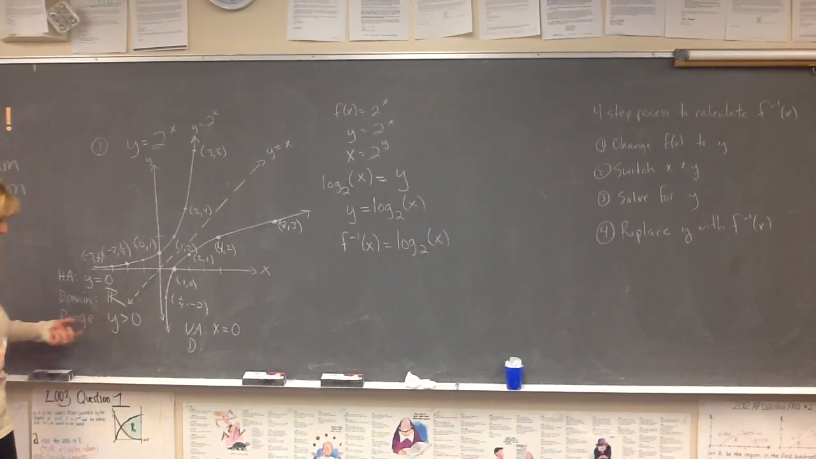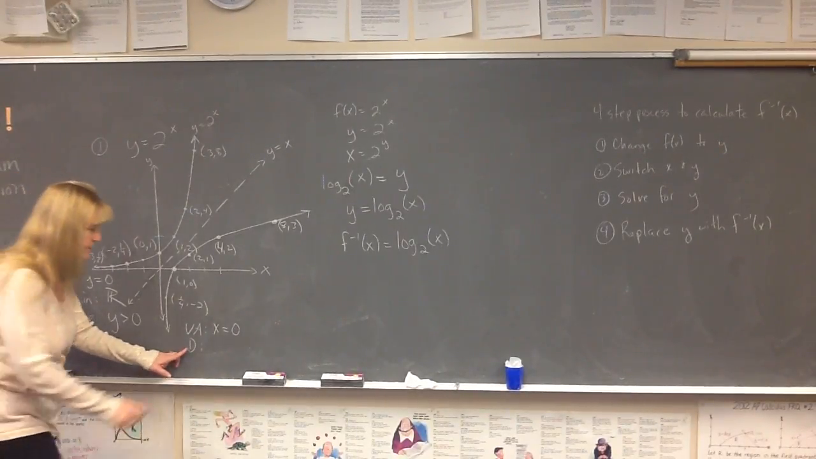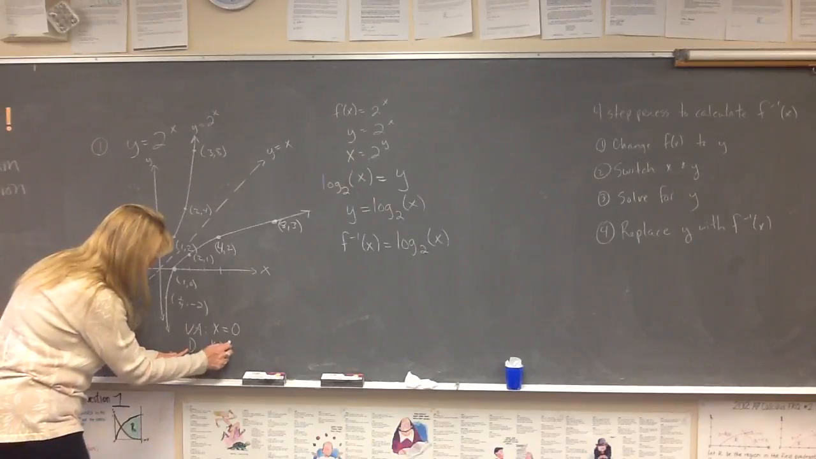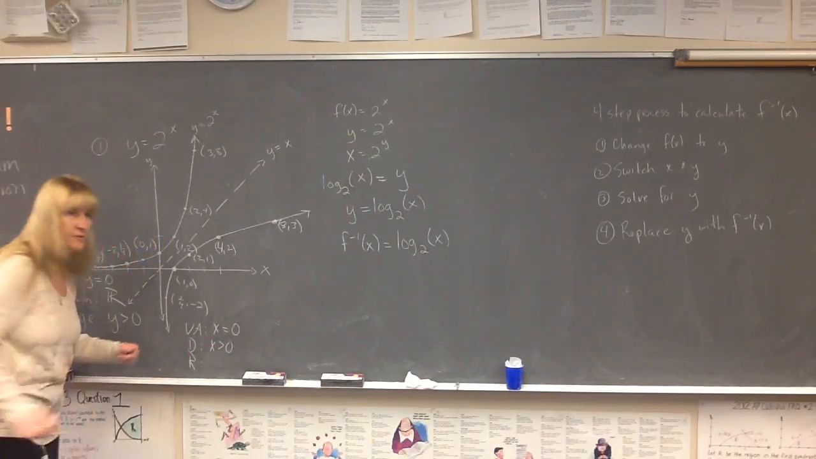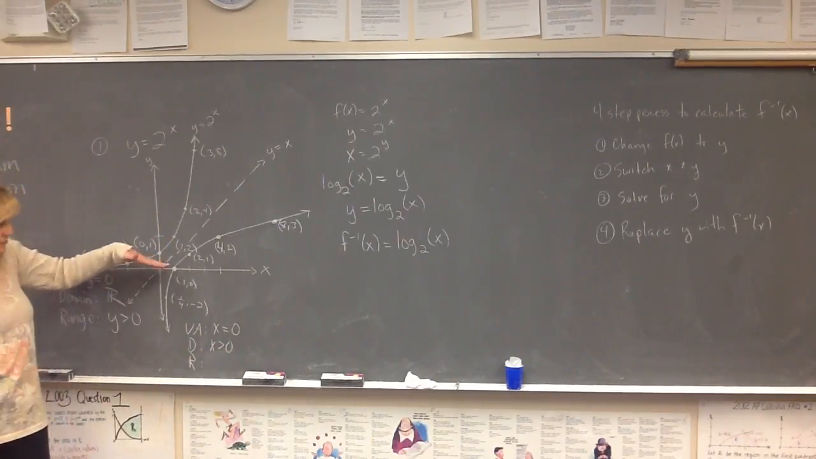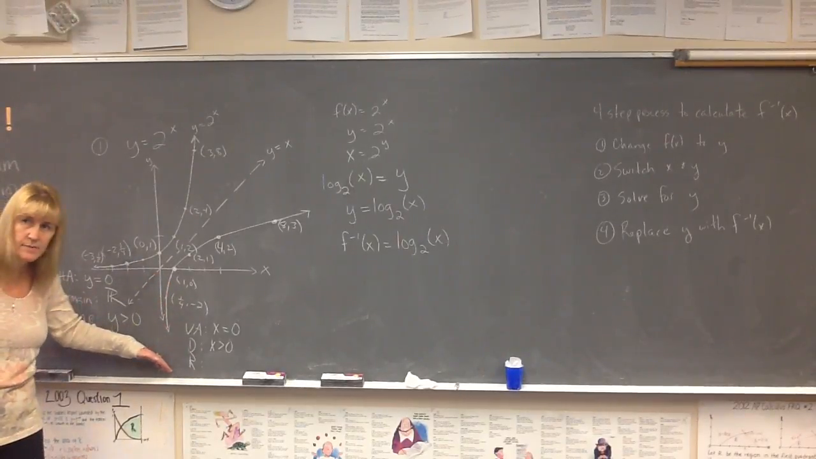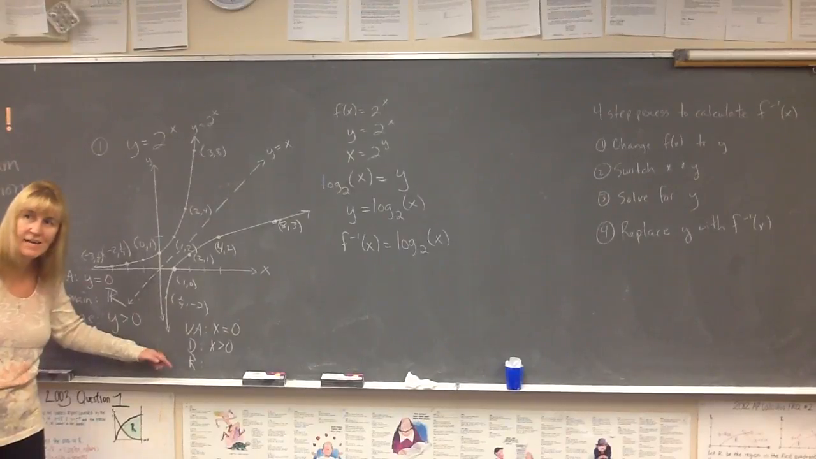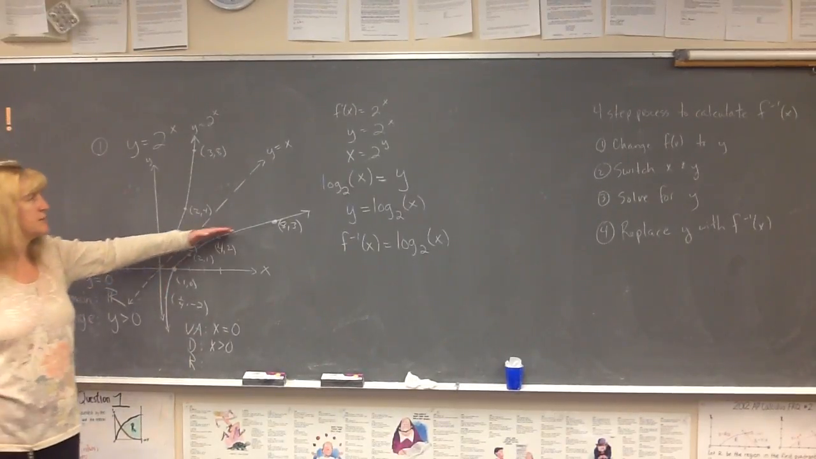Just interchange the x and y. Your range should become your domain and your domain should become your range. So x is greater than 0. And what about my range? All real numbers, because this graph will continue to go down to negative infinity.